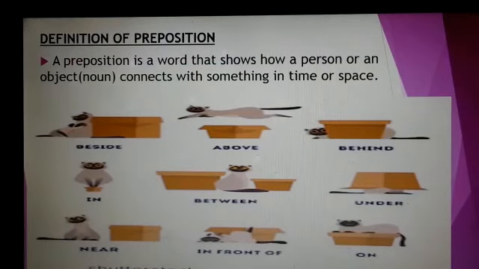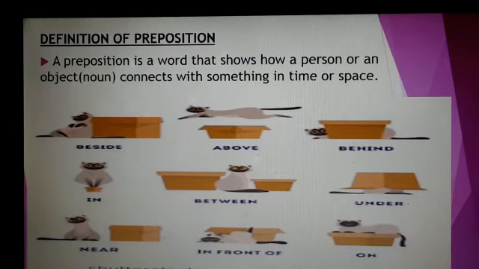Now, what is preposition? A preposition is a word that shows how a person or an object connects with something in time or space. We have a diagram in front of us. Can you see the diagram? Alright, I want you to look carefully at the diagram and identify some things. You can see a cat, right? And an object. So we're going to see how the cat relates with the object.